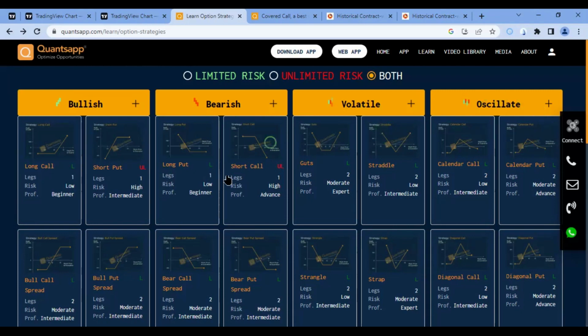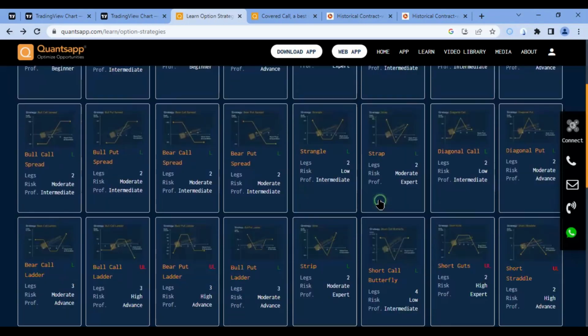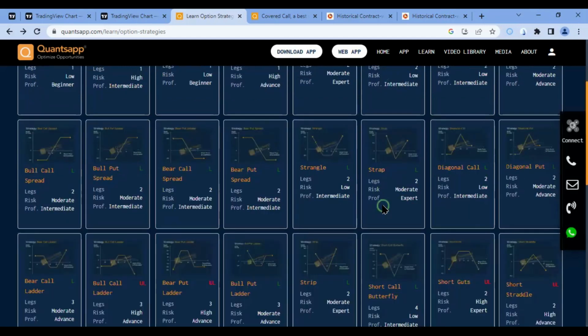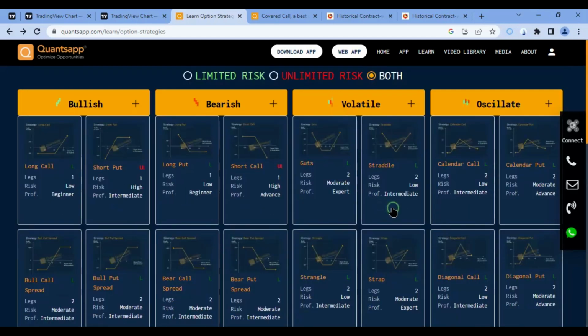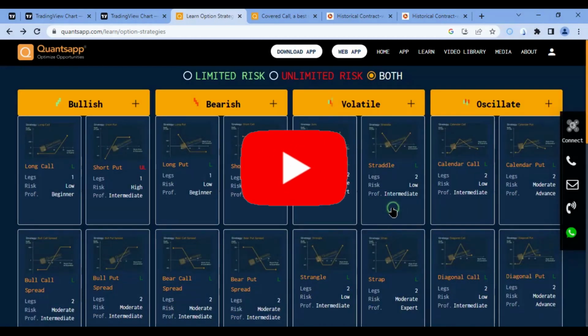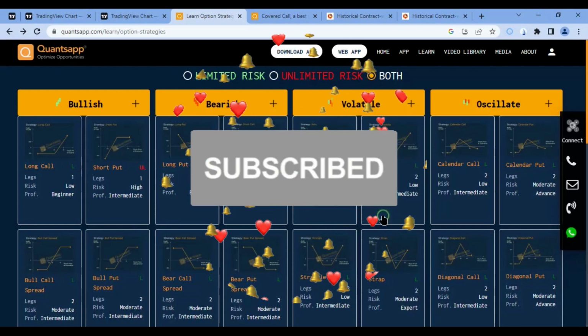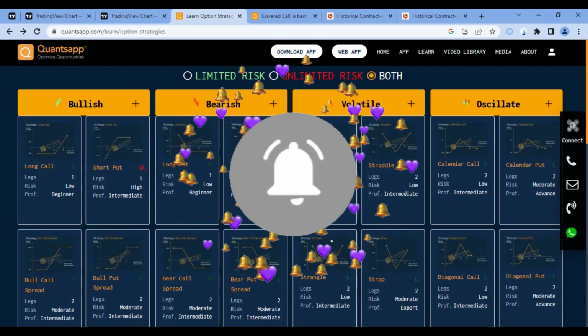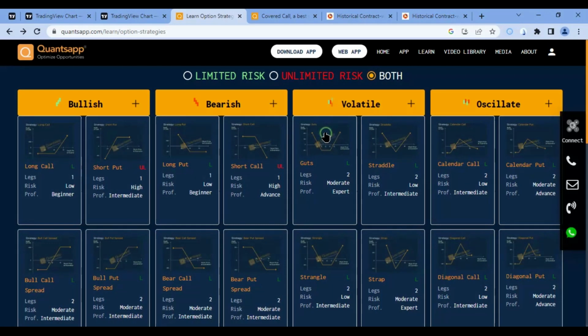You can learn from this site in more detail, and do understand that there are risks associated with option trading. You can lose your entire premium, or even more if you are doing the selling, or if there is a volatile spike in the option price, then you can face a huge loss as well. So do understand these risks, and before trading, be careful in reading different strategies. You can also filter by limited risk, unlimited risk, or both here.